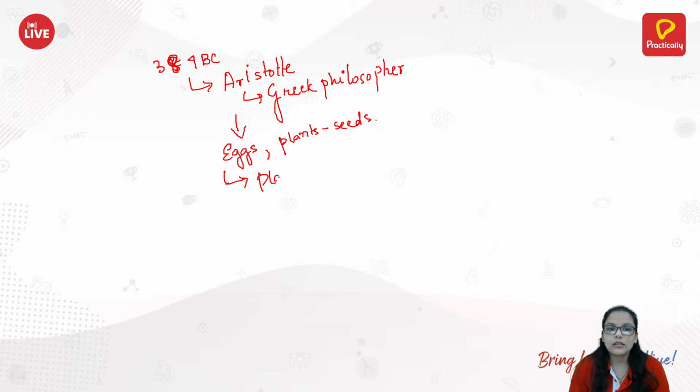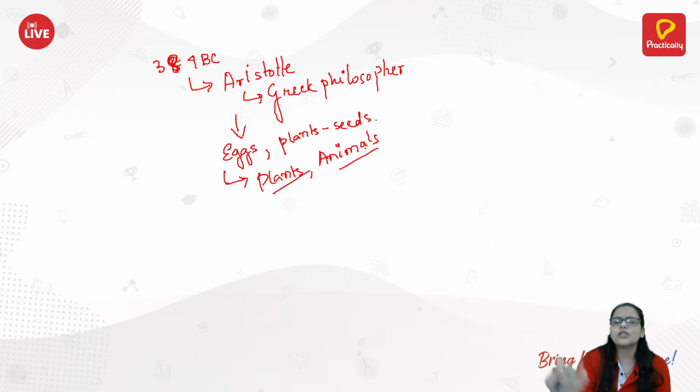There are plants and there are animals. See, what I'm talking about is around 3,000 to 4,000 years back. So you cannot judge them. They did not have the tools. They did not have the knowledge. They had nothing. In spite of that, Aristotle actually said that there are plants in the world and there are animals. He started noticing things and writing things.